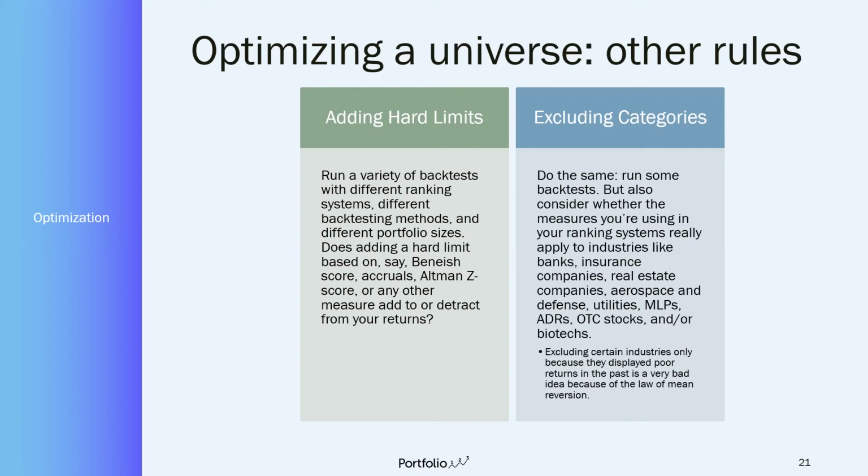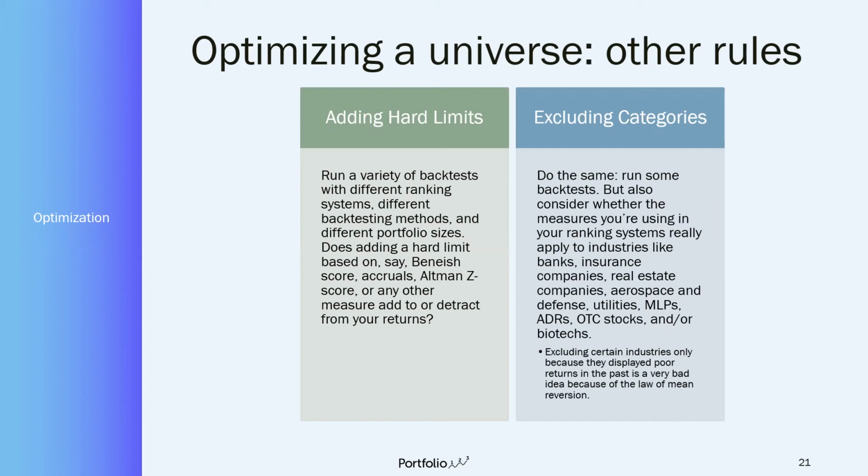For example, you can run a variety of back tests with different ranking systems, different back testing methods, and different portfolio sizes to see whether adding a hard limit based on, say, Beneish score or accruals or the Altman Z-score or any other measure adds to or detracts from your returns. I would not just apply this based on one back test. I would definitely do a variety of them before deciding. You also might want to exclude certain industries or categories of stocks, and you can do the same, run some back tests.